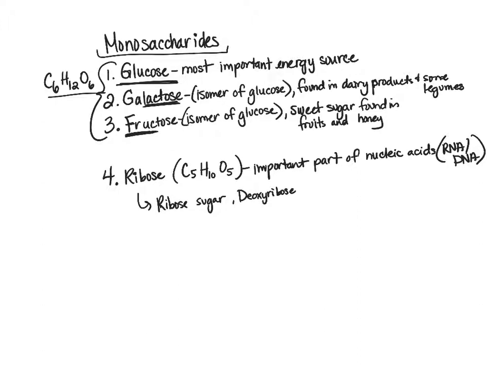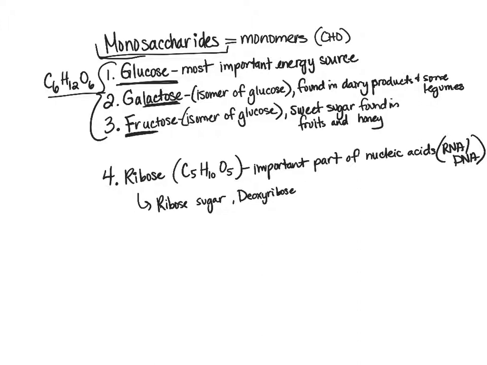And we'll take a closer look at those when we get to our nucleic acids. But again, they have a different type of structure, so they're isomers. All right, so we have our monosaccharides. And remember, our monosaccharides are our monomers of carbohydrates. And that's what we're talking about.